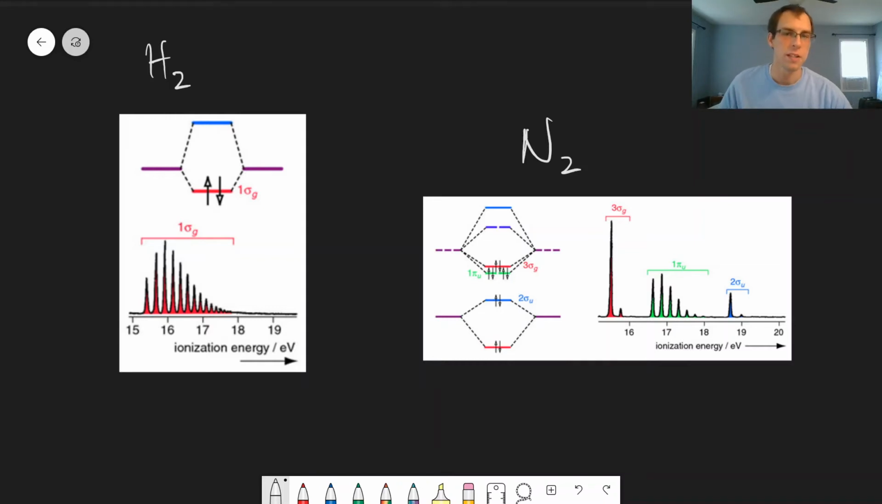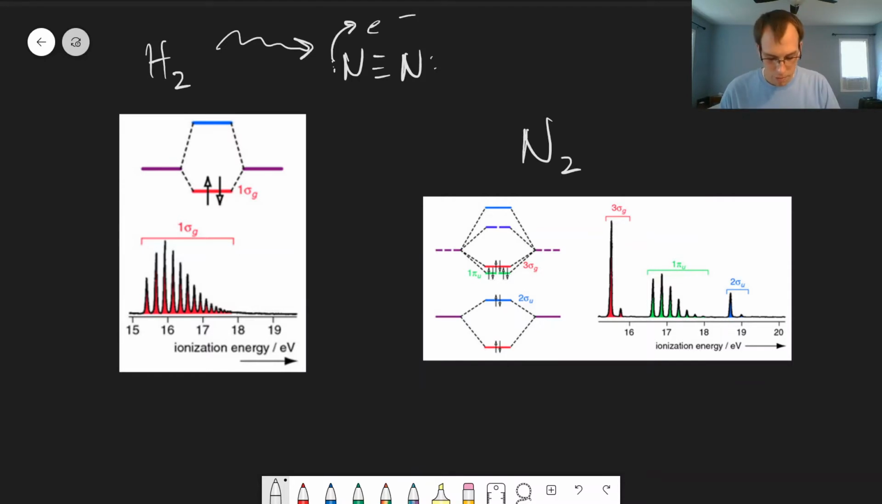To follow up on the idea of photoelectron spectroscopy, here's some actual data from two molecules, hydrogen and nitrogen, showing their photoelectron spectra. Basically, we have our nitrogen molecules and we're sending in light, and this is UV light. You can see this from the energies here, in the tens of electron volts. And this is sufficient energy to actually remove an electron and ionize our molecule.